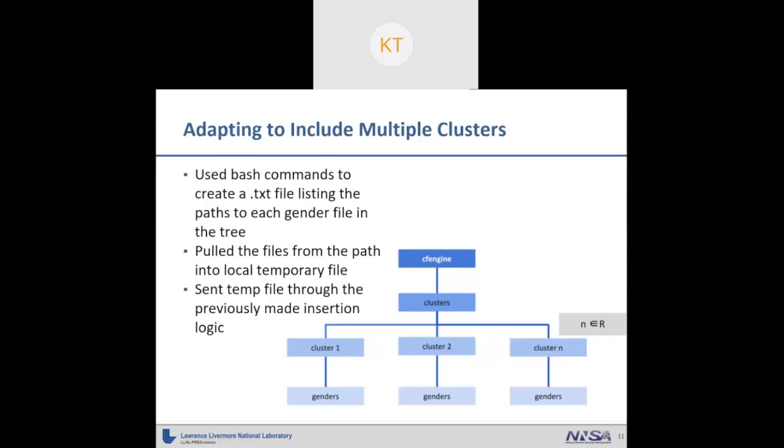We have an overarching CF Engine directory, and then within it, a clusters directory. Further inside, each cluster has a directory which contains a genders file. We used bash commands to create a file listing the paths to each genders file in the tree. We looped through each of the file paths and pulled the contents at that path into a local temporary file. Finally, we sent that temporary file through the previously made insertion logic.